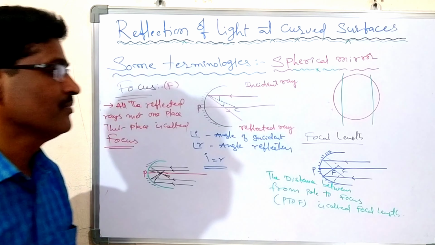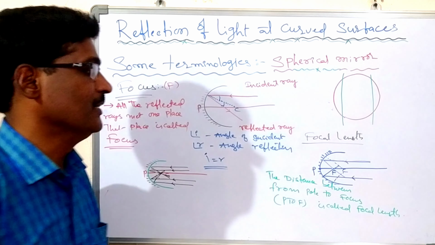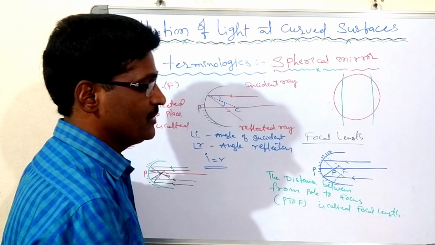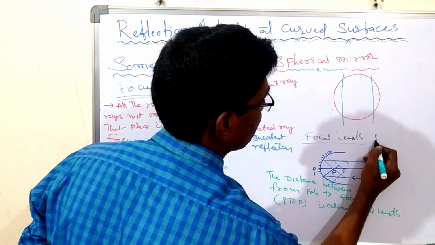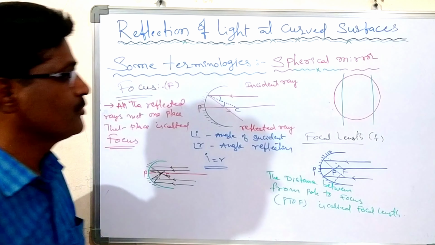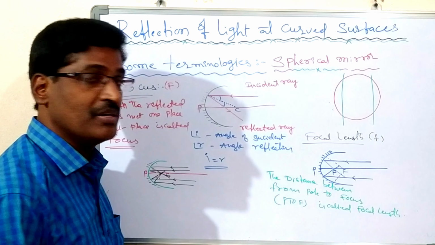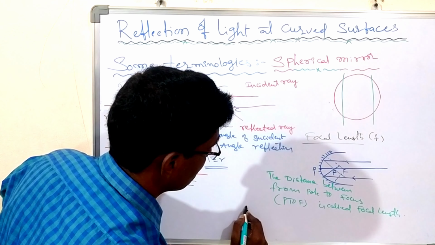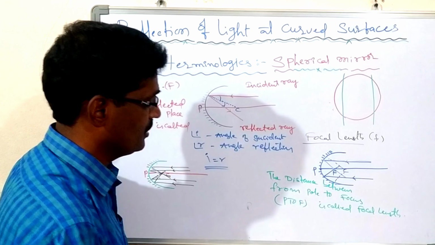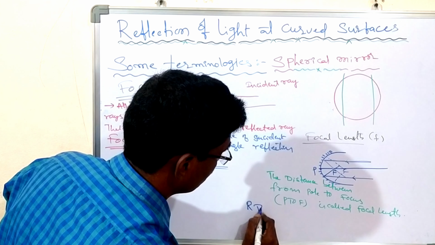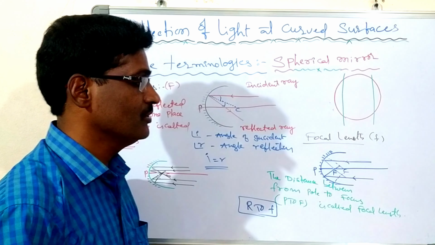Focal length. Okay, this is the definition of focal length. What is the relation between radius of curvature and small f? Focal length you have to represent with small f. Focus you have to represent with capital F. What is the relation between the radius of curvature, capital R, and small f?